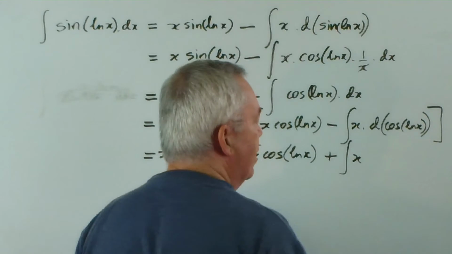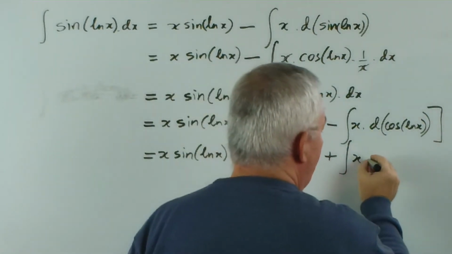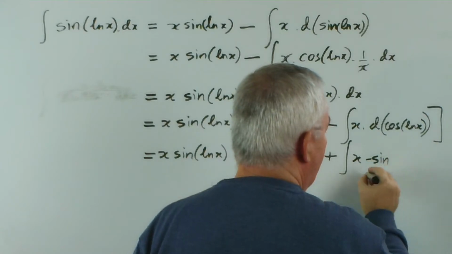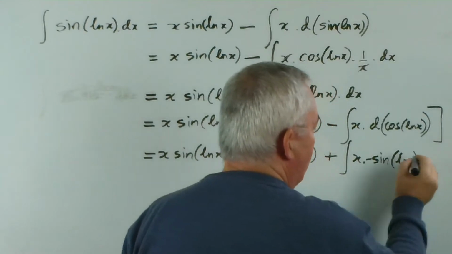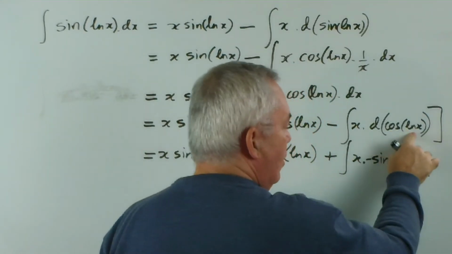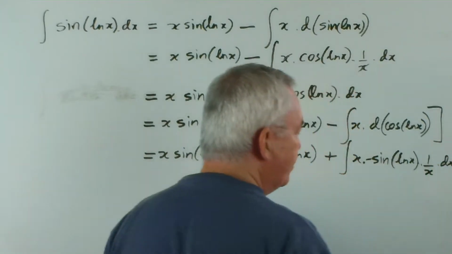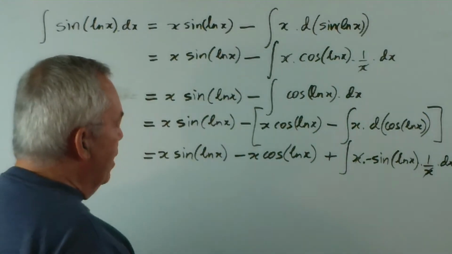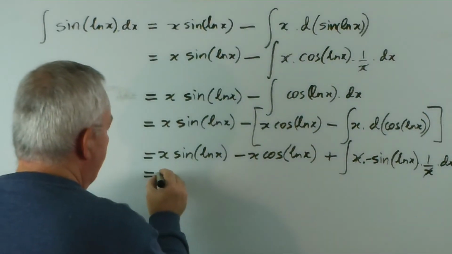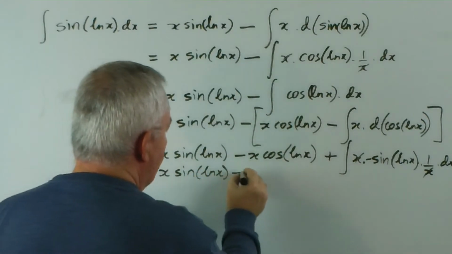Now, what's all this going to be? Well, the derivative of cosine is negative sine of log x times the derivative of the function inside, which is 1 on x, dx. These disappear, and I'm going to have to squeeze things up a little bit. I can see where this is going.